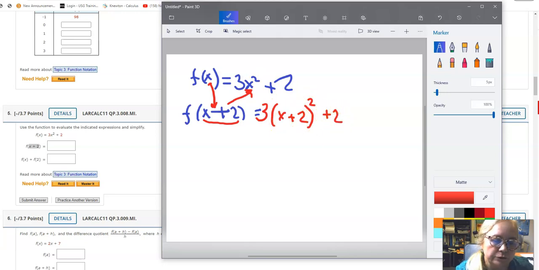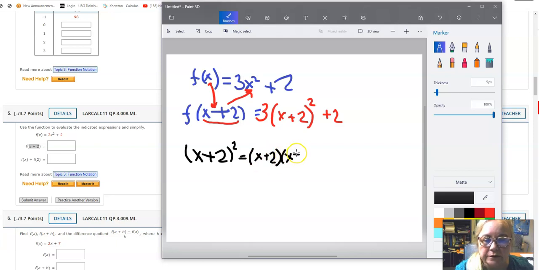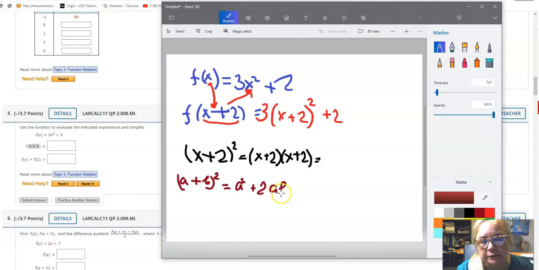Now another question: how to square x plus 2 squared? There are 2 ways to do it. The degree 2 shows you how many times you multiply the base, which is x plus 2, by itself. Since it's 2, you have x plus 2 times x plus 2, and you're welcome to FOIL. Or you can use the special product formula for a plus b squared, which is helpful to recall: a squared plus 2ab plus b squared.